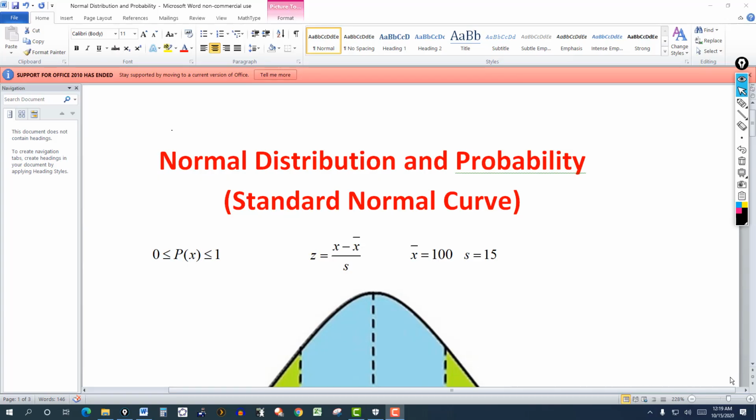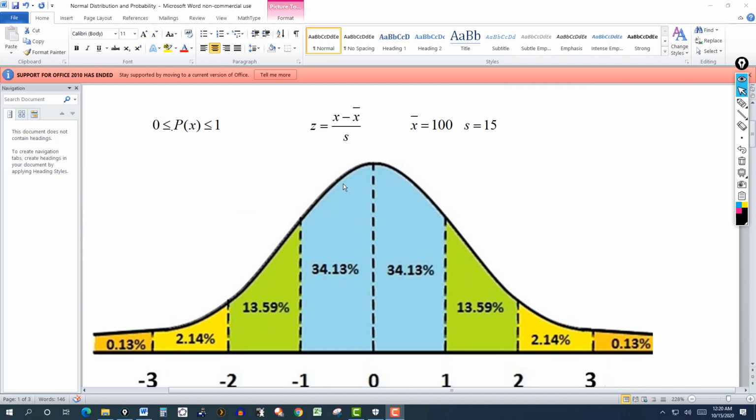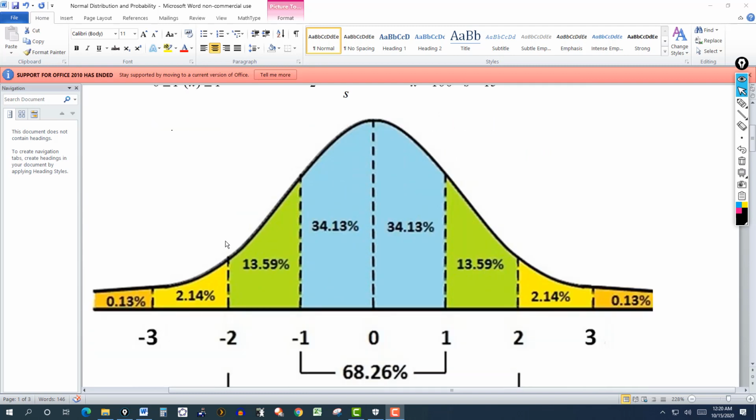In this video, and probably the next video, we're going to be looking at normal distributions, and we're going to compute some probabilities on these distributions. But first, let's look at what a normal distribution is. A normal distribution is a set of data that, if you graph it, will have this type of curve, a symmetric curve around this vertical line here at 0.